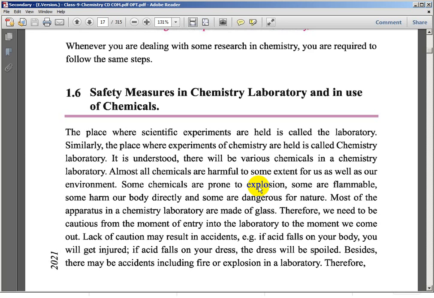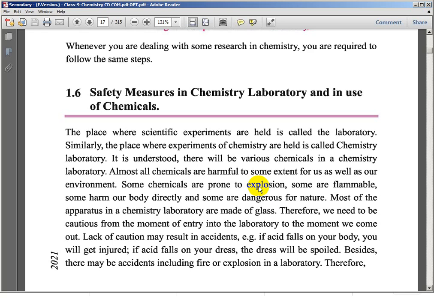And some chemicals are poisonous, like lead, mercury, and benzene. If you inhale this, you may die. And some chemicals are corrosive, like acid.